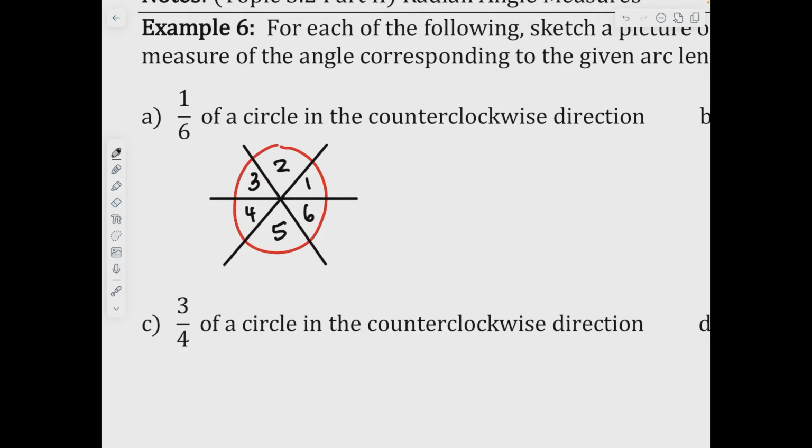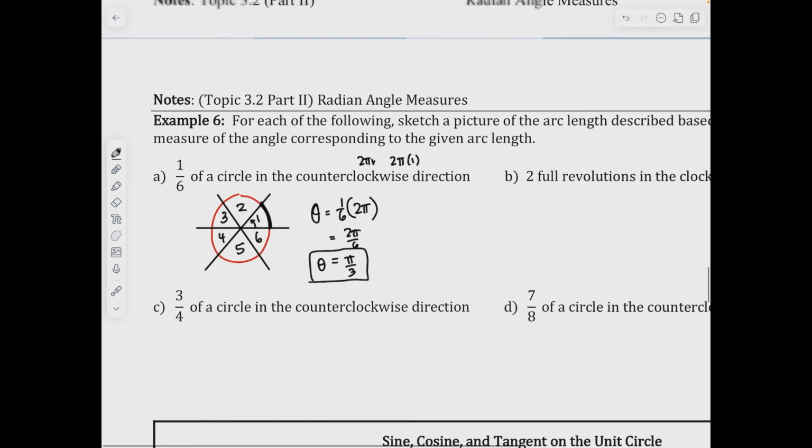So when I'm talking about 1/6 in a counterclockwise direction, I'm going in this direction here. So I am referring to this piece right here. Okay, and so if I'm talking about theta, that's going to be 1/6 around the circle. So around the circle is 2 pi, because 2 pi r is the same thing as 2 times pi times 1, the radius of 1. So 2 pi over 6 is the same thing as pi over 3. So that would be my theta in radians, is pi over 3.